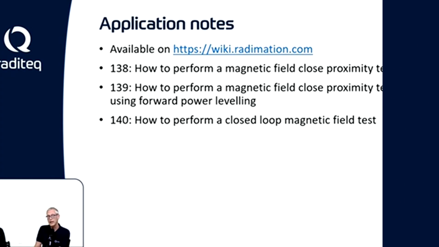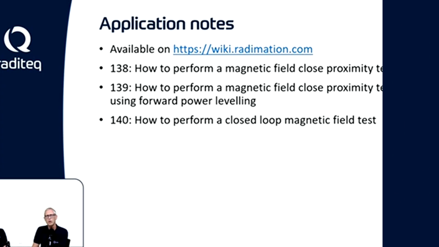We did create some application notes that describe these tests in detail, and those application notes are available on our RadiWiki website, which is available at wiki.radimation.com. Application note 138 describes how to perform a magnetic field close proximity test. Application note 139 describes how to do the magnetic field close proximity test using power leveling. So that's the power method that I described. Those 2 application notes are what I now explained briefly in this webinar.